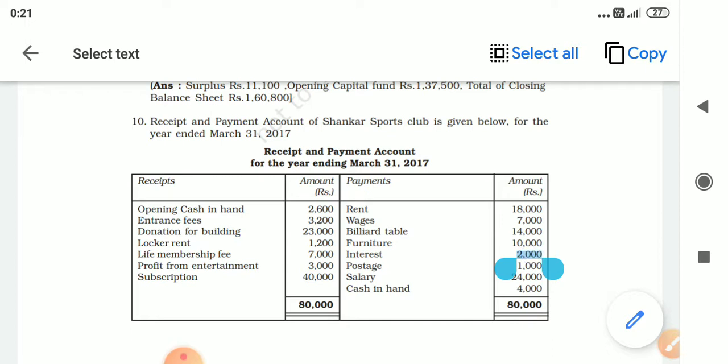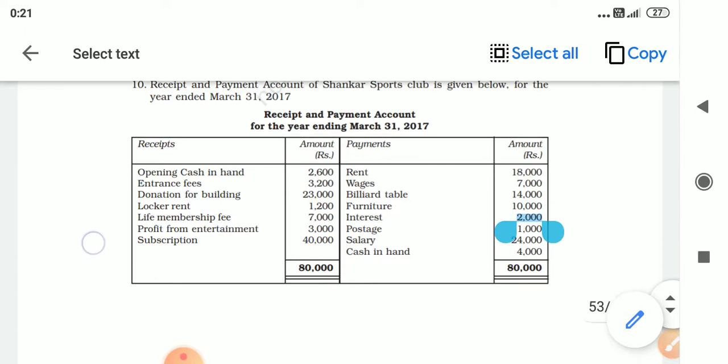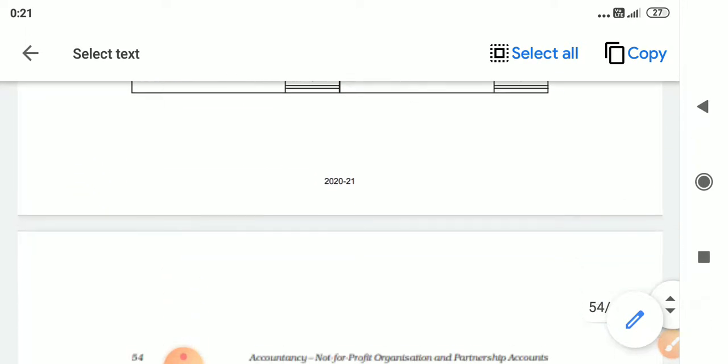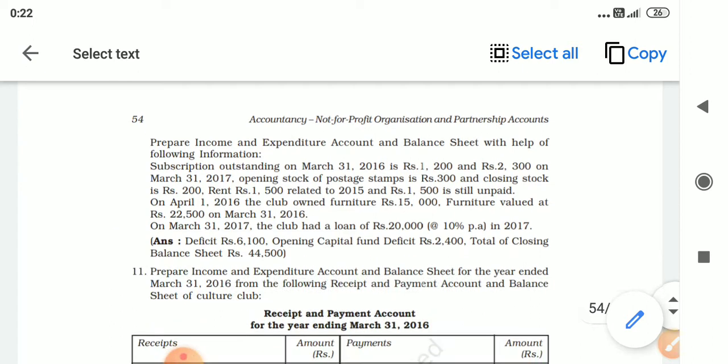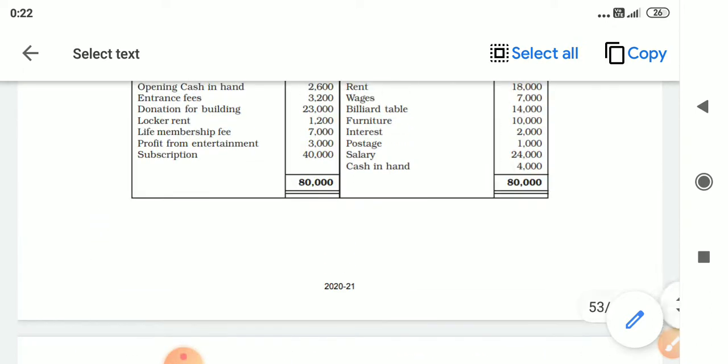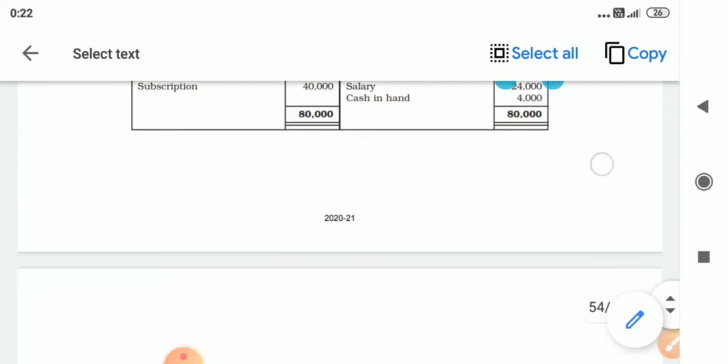Here you have interest in the payment side, and we have already seen in the adjustment you have loan, isn't it? So if you calculate interest on 20,000, if you calculate 10% interest, it is 2,000. So it is this loan's interest which we have paid. Okay, why did I do this calculation? To confirm that there is no outstanding interest left. So this interest of rupees 2,000 will appear in the expenditure side.